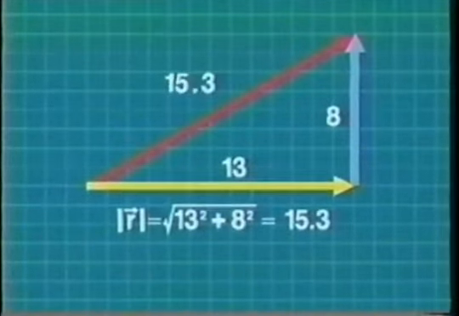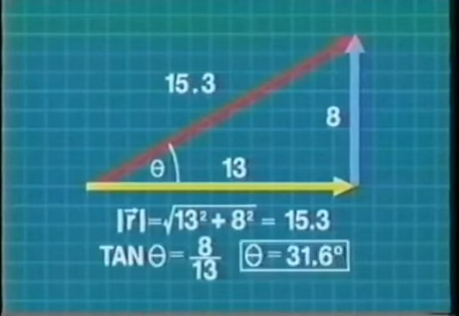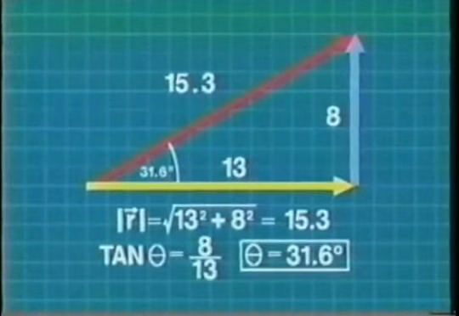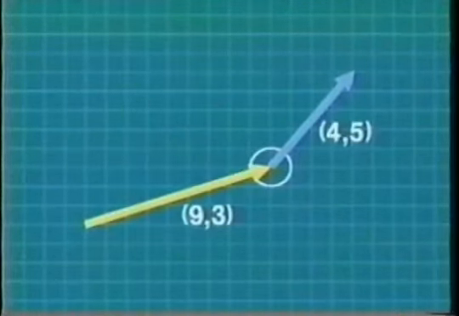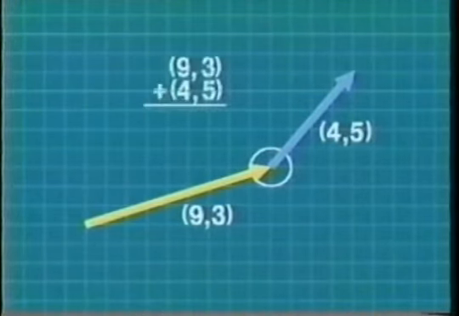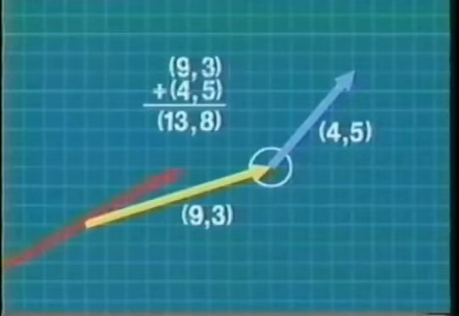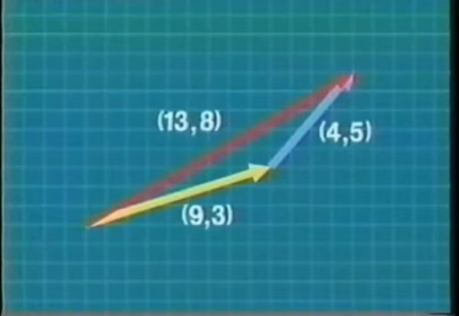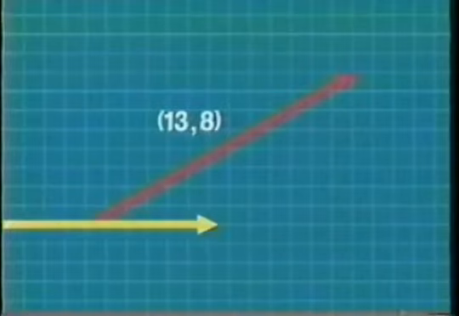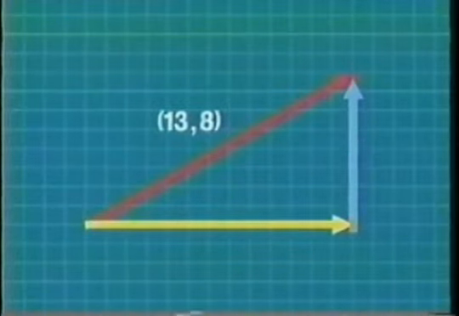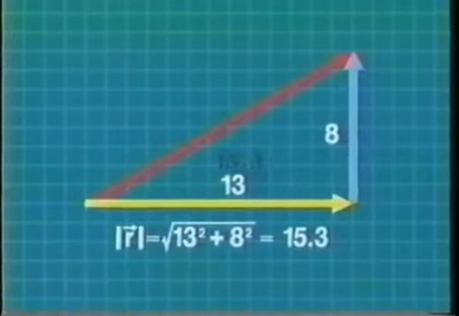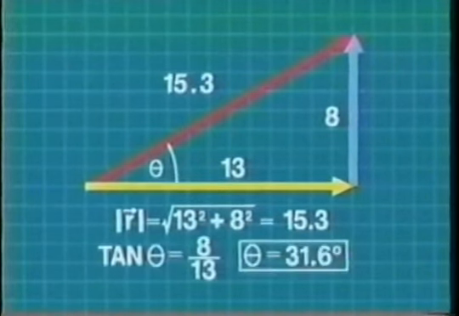Now we can find magnitude with the Pythagorean theorem, and direction using the tangent ratio. Let's look at this example once again. We started with two vectors on a grid, added their ordered pairs, and found the ordered pair which describes the resultant. This gave us the horizontal and vertical components. And finally, we calculated the resultant's magnitude and direction.